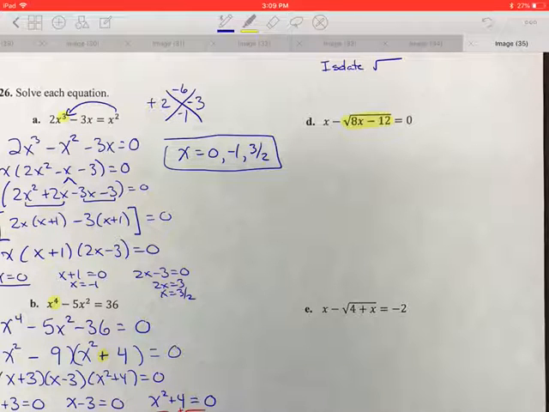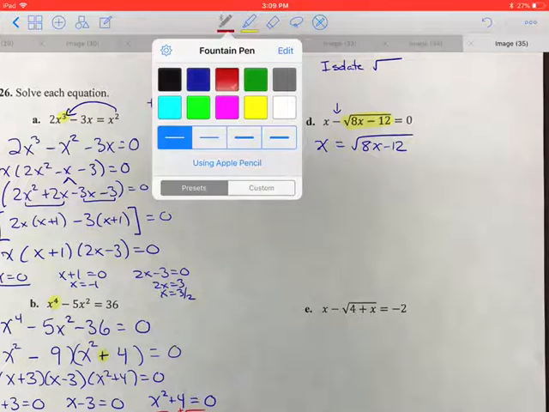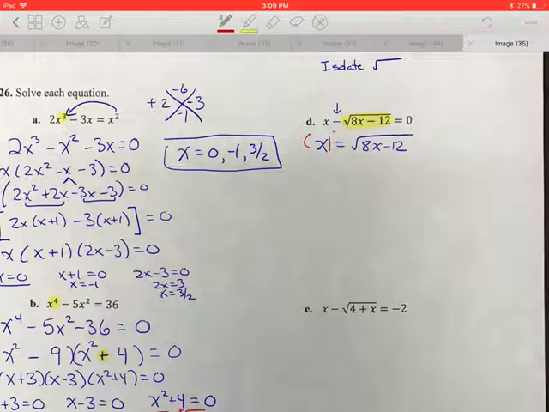Now I can move the x or I can move the square root. I'm noticing this is negative. So if I moved the square root to the other side, it would be positive. I kind of like that because I get rid of that negative. So now it's isolated. So now I am going to square both sides.